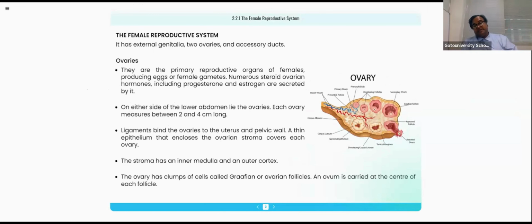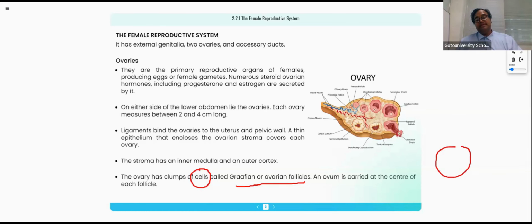Now we come to the next segment: the ovary has clumps of cells, which are the graafian follicles. These graafian follicles are ovarian follicles, denoting the group of cells of the ovary. A group of cells of the ovary we call ovarian follicles or graafian follicles. So the ovum, or egg, is carried to the center of the follicles. Ovum is singular.